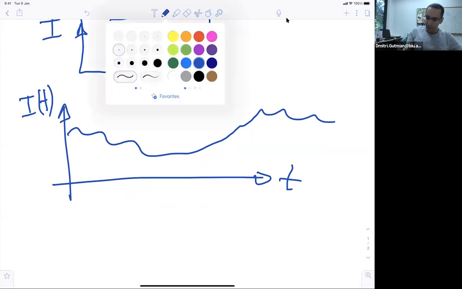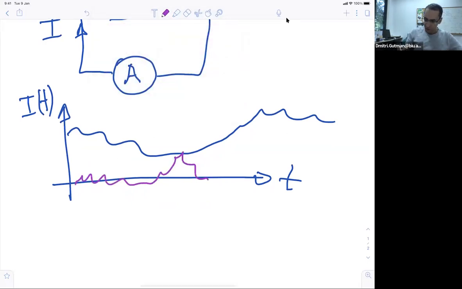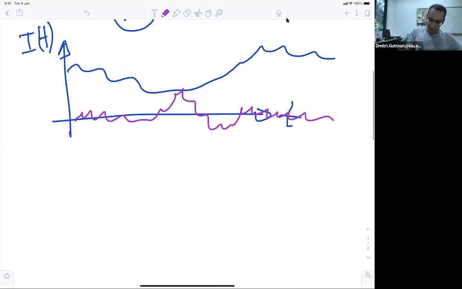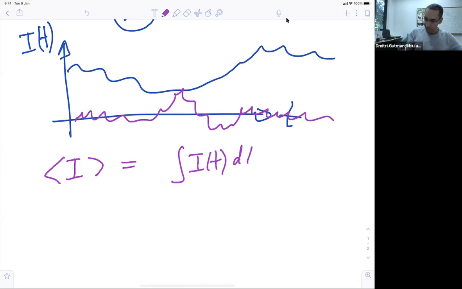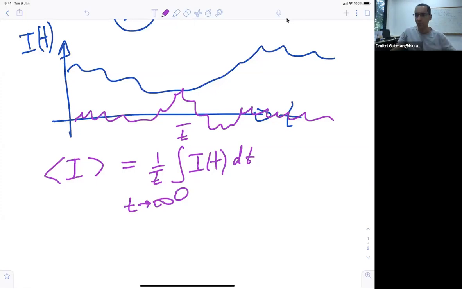And if there is no voltage source, then actually you will get something which symbolically looks more like that. If you discuss what is the average value of the current over time, that would be just an integral of the current as a function of time with respect to time over some time window, let's call it T bar, divided by T bar, and take a limit of T bar to infinity. This by definition would be an average current in this electric circuit.